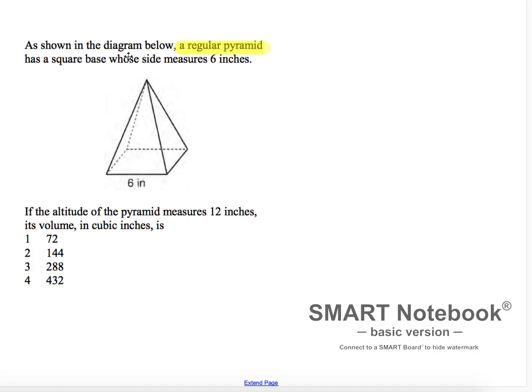So as shown in the diagram below, a regular pyramid has a square base whose sides measure 6 inches. The altitude of the pyramid measures 12 inches. Its volume in cubic inches is which of these following? So this is a Regents question. As you can see, I've highlighted a regular pyramid, and the reason I've highlighted a regular pyramid is because that's the shape that we're looking at.